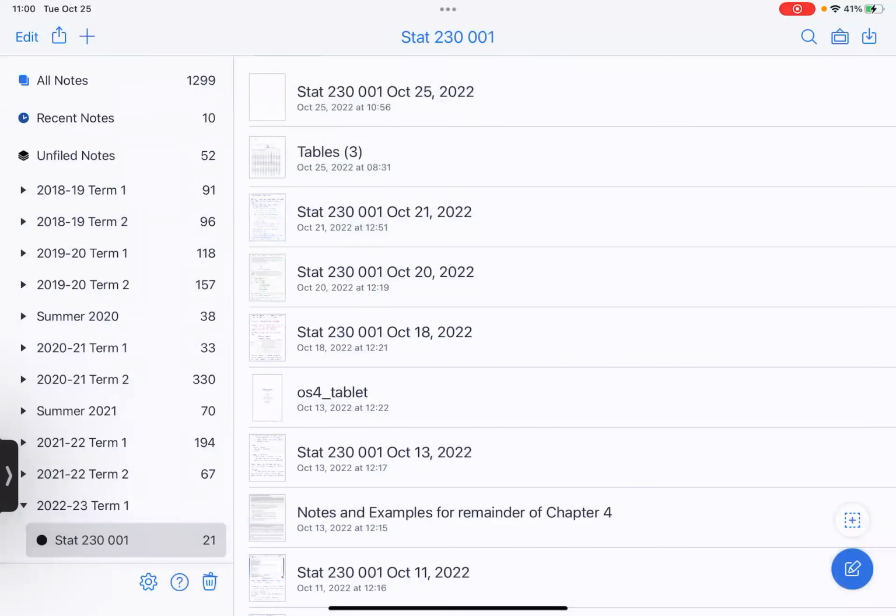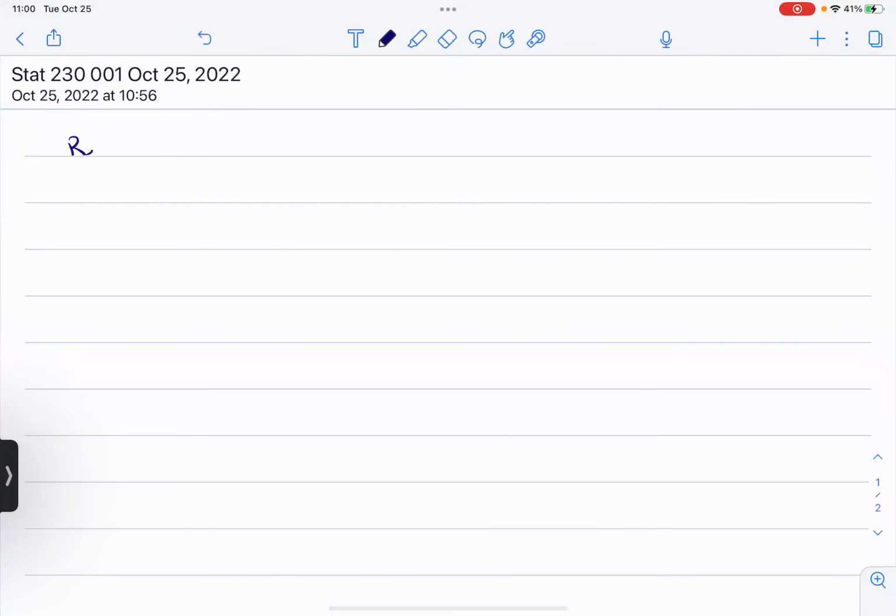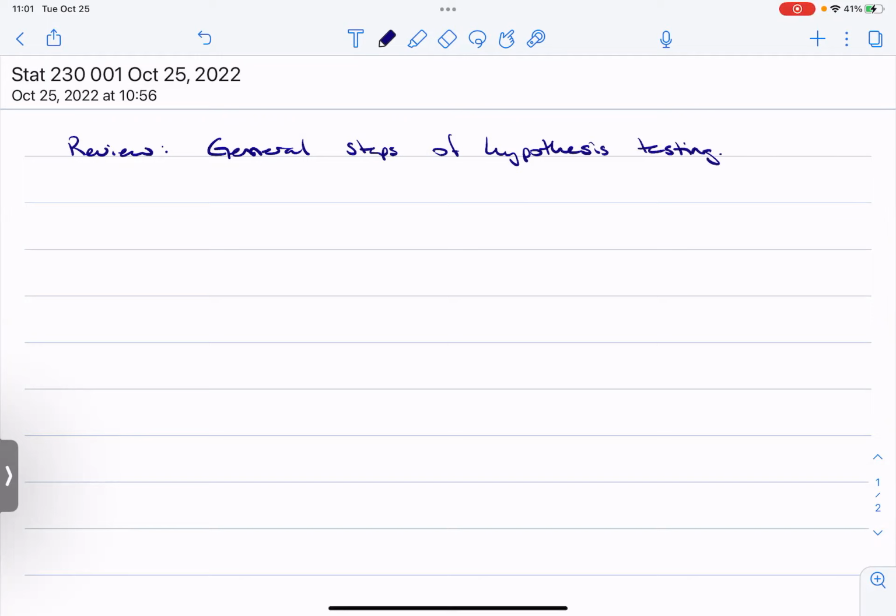we went through and we talked about just the general steps of hypothesis testing, right? And then, all right, so in terms of some quick review, we talked about the general steps of hypothesis testing. Okay. And then we introduced an example, which I'm going to use to guide you through the particular steps of hypothesis testing for a single proportion, or one sample proportion.